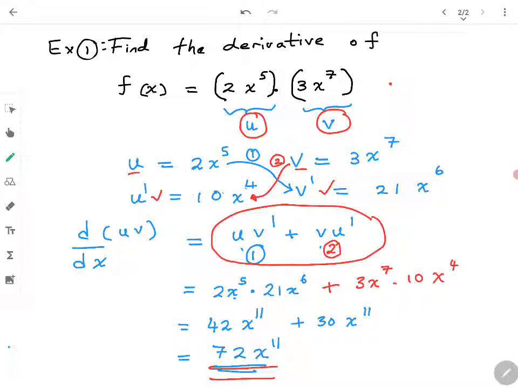Okay. So we will do harder examples when we introduce the chain rule and other rules such as the trig rules. Once we introduce these rules, we can do hard examples of product rule questions. Okay. So for today, I'm going to stop here.